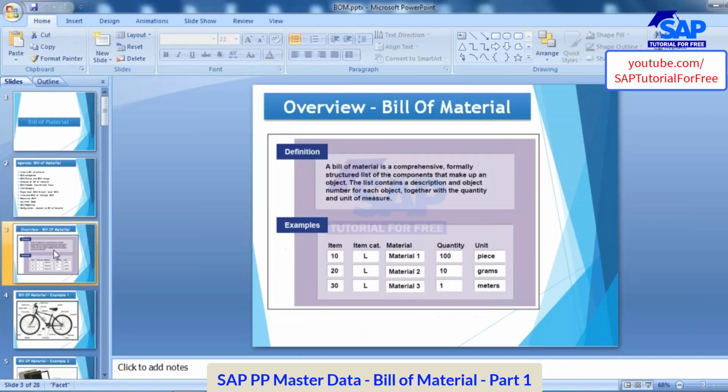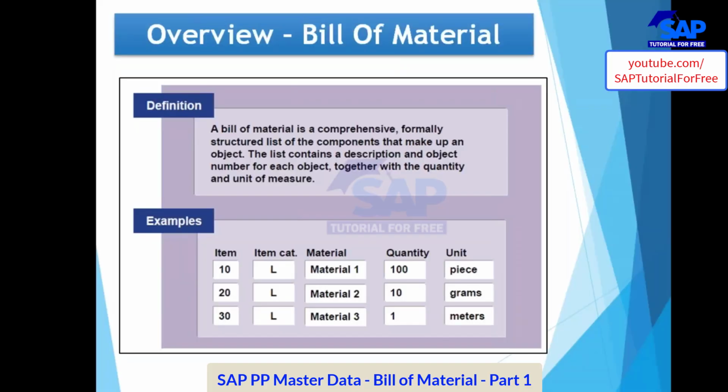Okay, so what is bill of material? Bill of material is a comprehensive, formally structured list of components that make up an object. The list contains a description and an object number for each object, together with the quantity and unit of measure. So basically, bill of material gives you the list of components required to manufacture a product.